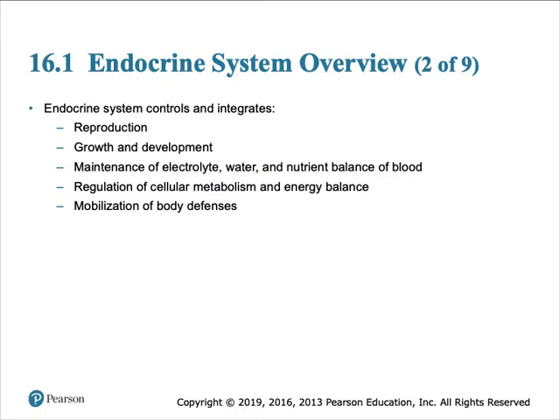All right, so the endocrine system controls a lot of different important functions of the body. So it affects a lot of different cell types, in fact, probably most cell types in your body. That would include functions like reproduction. Usually that's what we first think of when we think hormones, but it does a whole lot more. Also growth and development, maintenance of electrolytes, water balance, and the balance of nutrients in the blood, regulation of different cell metabolisms and the energy balance within the cells and throughout the whole body, as well as mobilization of different body defenses.